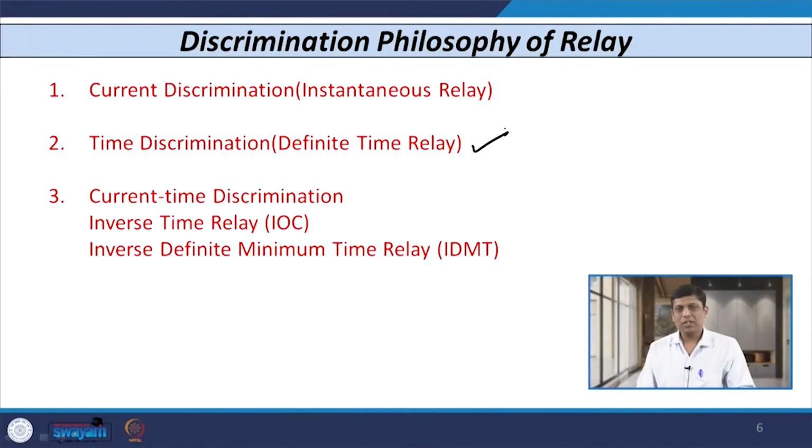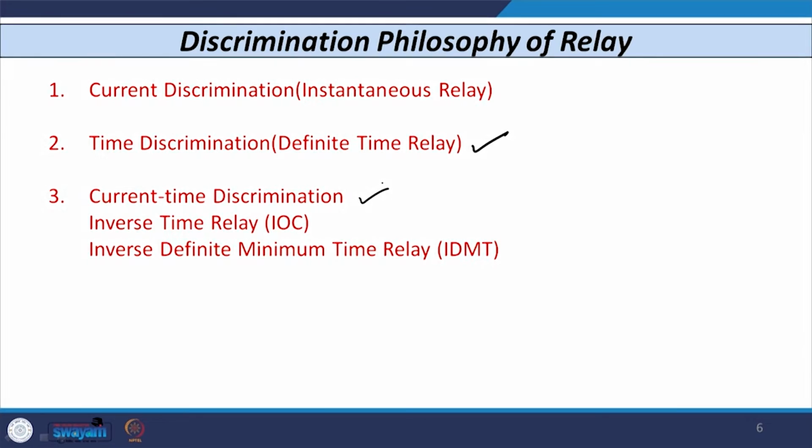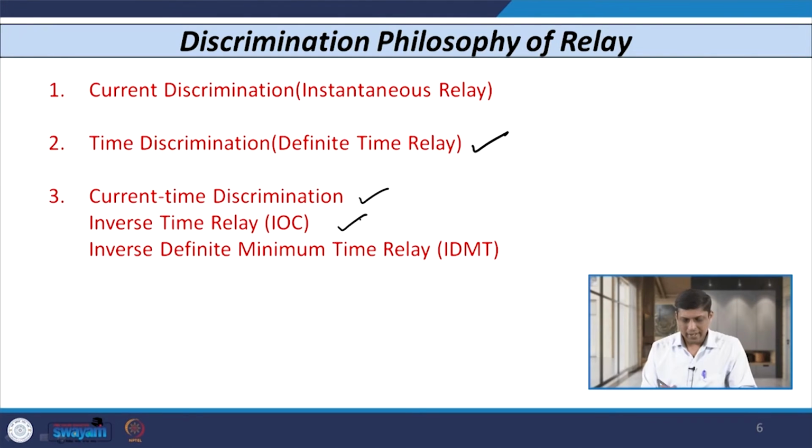The second type of philosophy is known as the time discrimination philosophy. Here we use time as the coordinating criterion, and the relay we use is the definite time overcurrent relay. The third type of criteria is the mixture of the first and second, that is current time discrimination. In this case we use both current and time as the coordinating feature, and then we decide the settings of the different relays. The relays we use in this case are the inverse time overcurrent relay and the IDMT overcurrent relay.